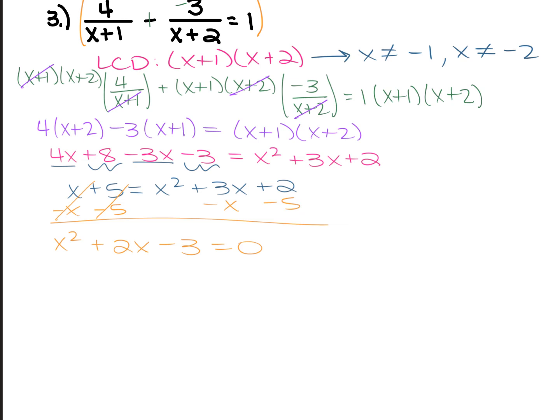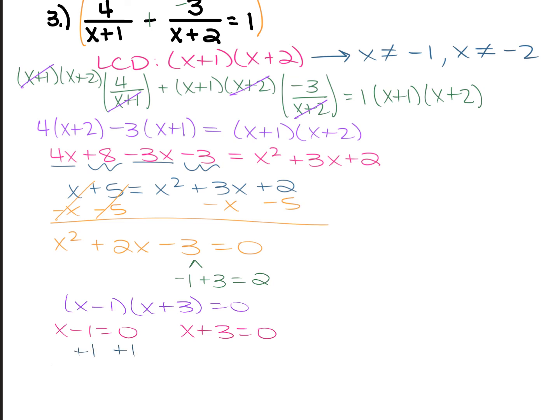Your factors of negative 3 that add up to 2 are going to be negative 1 and positive 3. So this factors to give you x minus 1 times x plus 3 is equal to 0. We set that x minus 1 equal to 0. We set that x plus 3 equal to 0, and we solve them. For x minus 1 is equal to 0, add your 1 over. You get that x is equal to positive 1. For your x plus 3 is equal to 0, subtract your 3 over. You get that x is equal to negative 3.